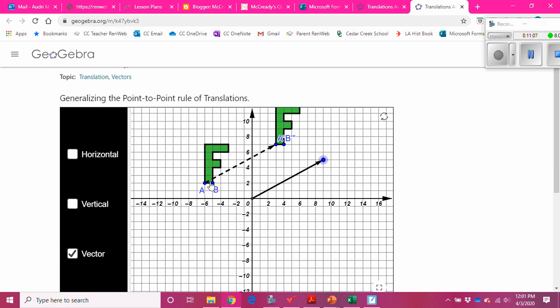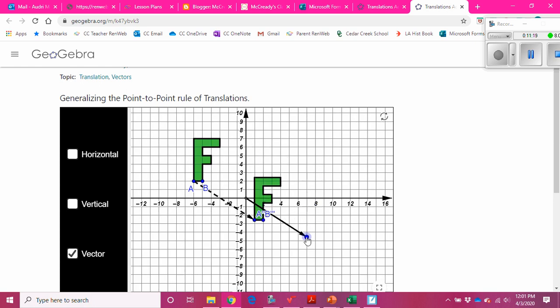So what we did was we moved it to the right 9, and then we moved it up 5 units. And that's how a vector works. I can change this to go this way. Okay, so here, our horizontal component, you're moving it over 4, which would be positive, but then you're moving it down, 1, 2, 3. So we did a right shift and a down shift to get this.